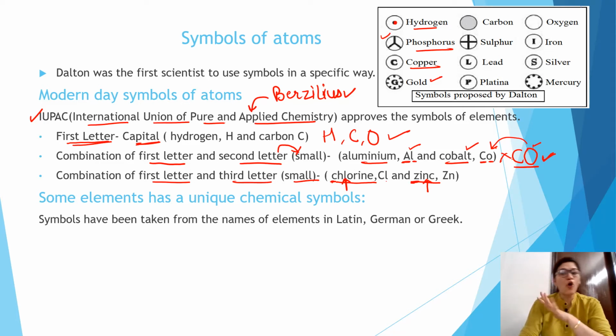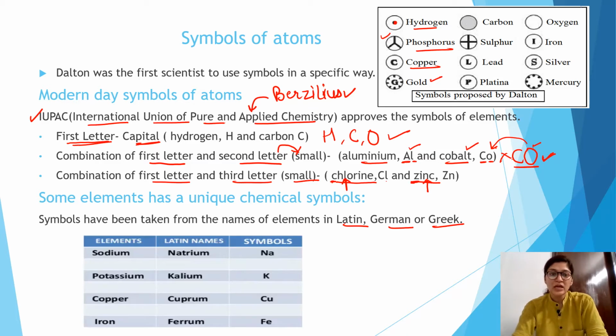This is not all about the symbols. Some of the symbols also use the Latin, German or Greek words. Some of the elements are derived from their Latin name, German name, or Greek name. For example, sodium is derived from natrium. Potassium is derived from Kalium, so it is not written as P, it is written as a capital K. Copper is derived from the Latin word cuprum, so capital C and small u.